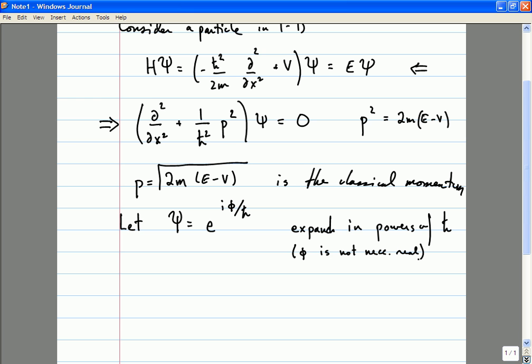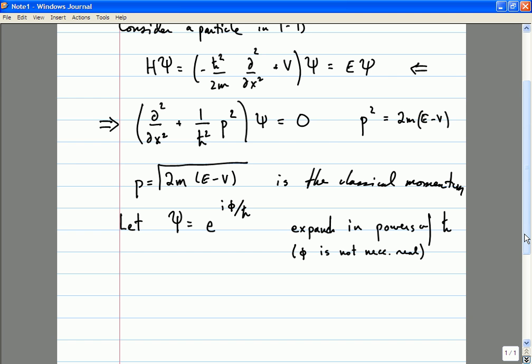If phi were a real function of x, then psi would have norm squared exactly equal to 1 as a function of x. But in general, of course, the probability density might be some function of x, so phi will not be, in general, always real.